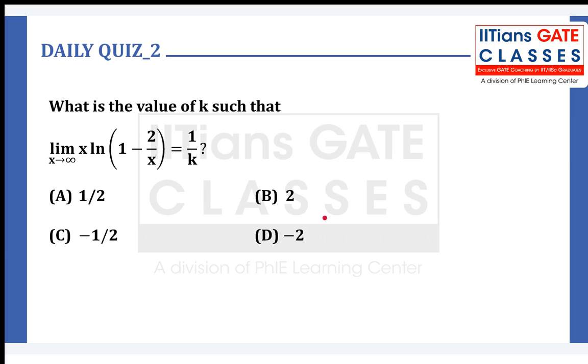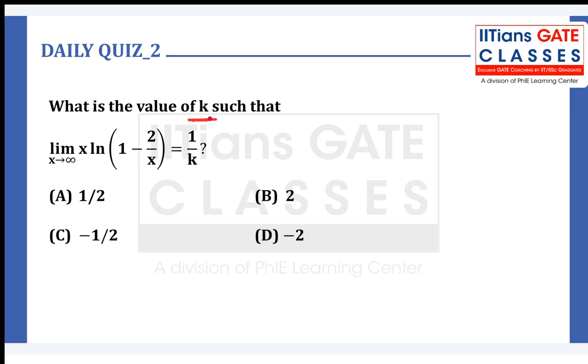So in this question, this is a question of limit, so I think calculus is coming. You are supposed to find the value of this unknown k, where the limit as x extends to infinity of x into ln of 1 minus 2 by x is equal to 1 by k.